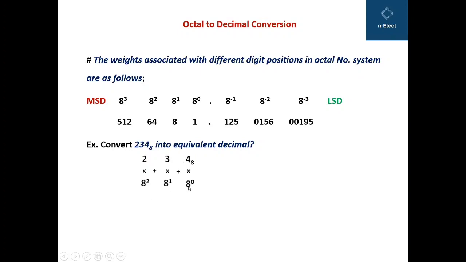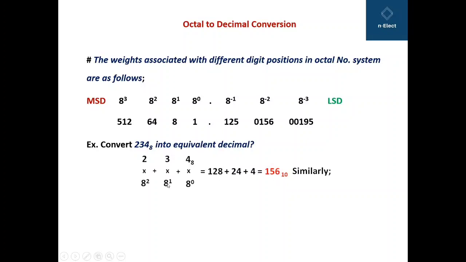And then we will have to multiply them column wise, and row wise we have to add them. So this part will be added with this part, the total of this will be added with this part, and finally when we do it, we will get: 8 raised to power 0 is 1, into 4, so we will get 4.